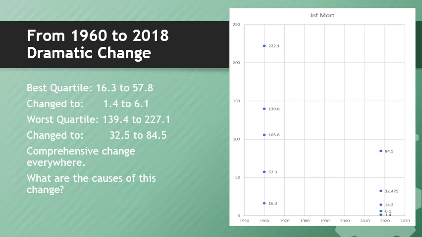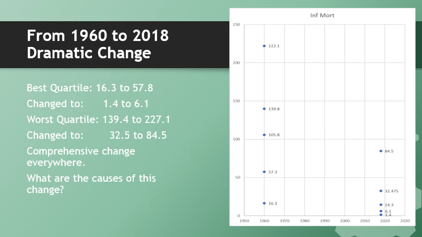This graph also gives the 5-point summary in 2018. And you can see that there has been a dramatic change in infant mortality over this period of time. The best quartile in 1960, the best 25% of the countries had infant mortalities ranging from 16.3 to 57.3. But now the best 25 countries are at 1.4 to 6.1. The worst quartile was 139.4 to 222, and now it goes from 32 to 84.